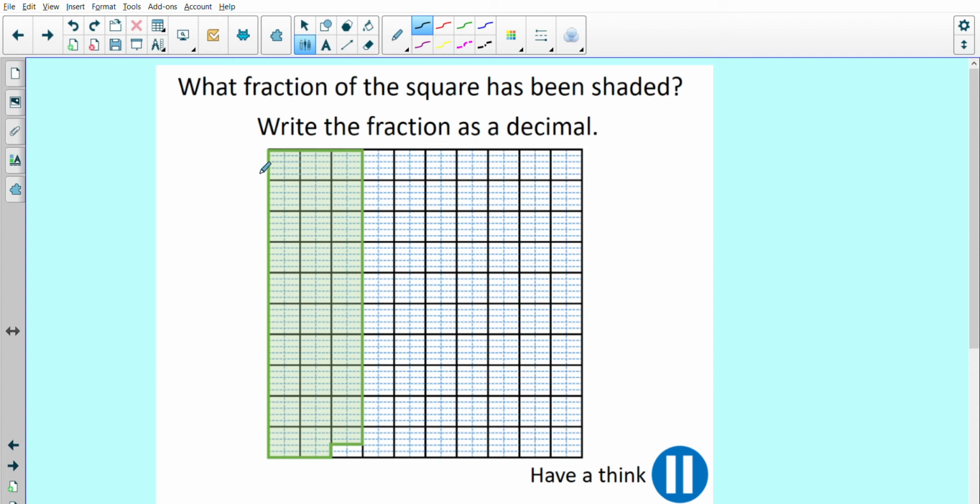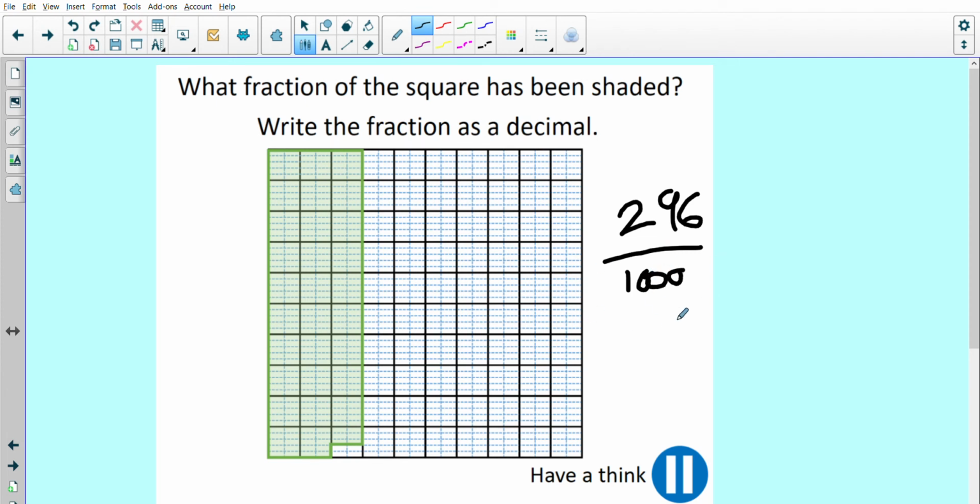So if you've been watching the videos we've done the other day, we know that these black squares are hundredths. These strips are tenths. And these little ones here, these are thousandths. So I've got 2 tenths. I've got 1, 2, 3, 4, 5, 6, 7, 8, 9 hundredths. And I've got 6 thousandths. So I've got 296 out of 1,000.